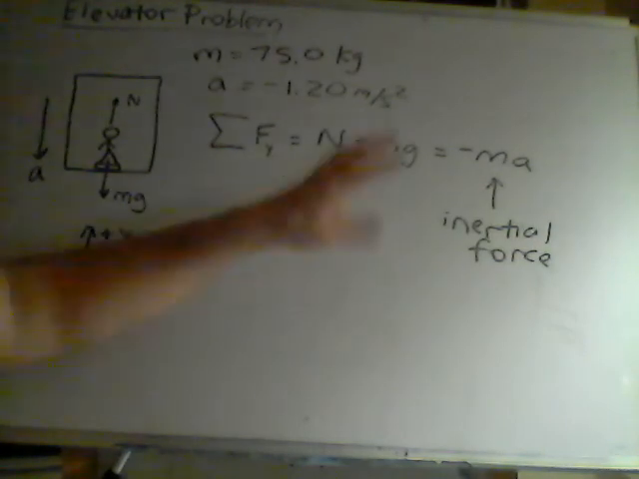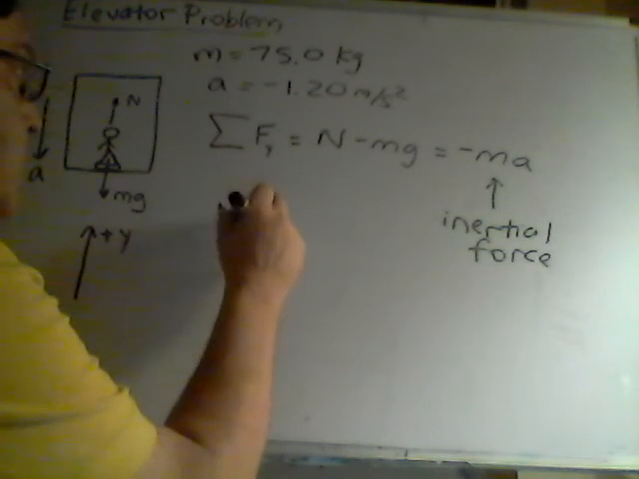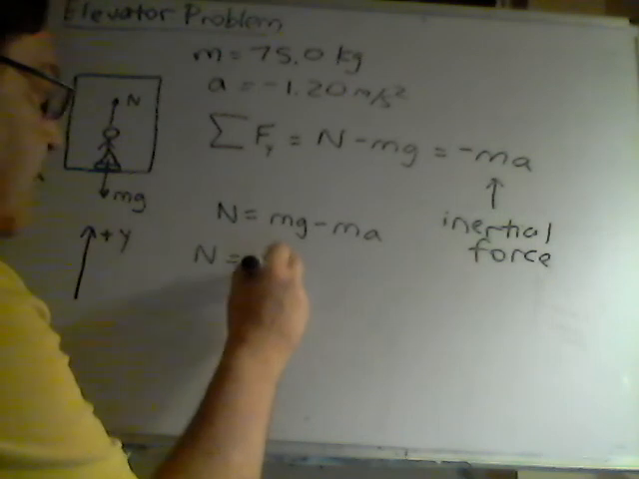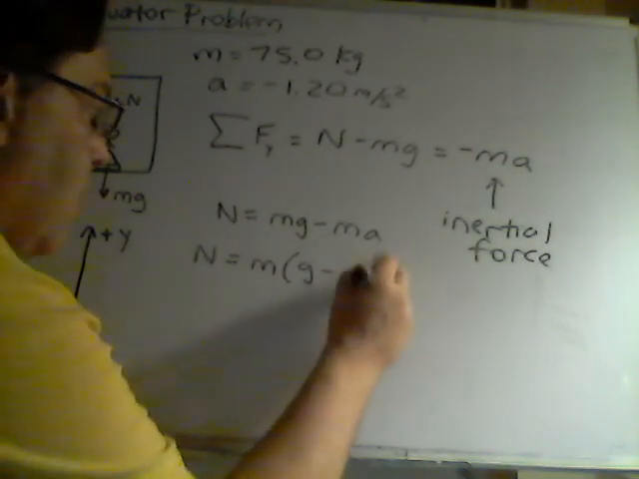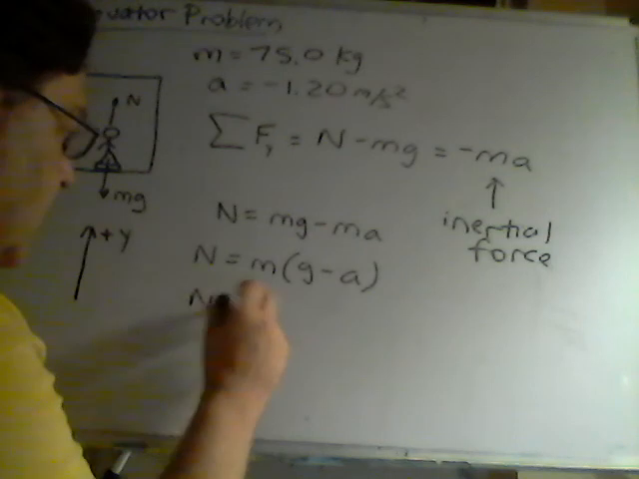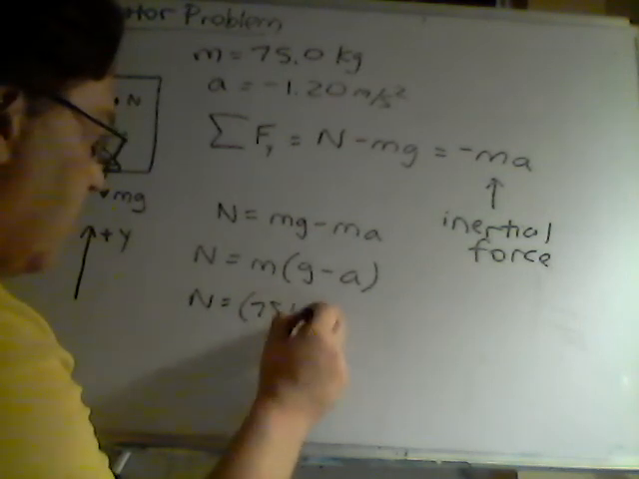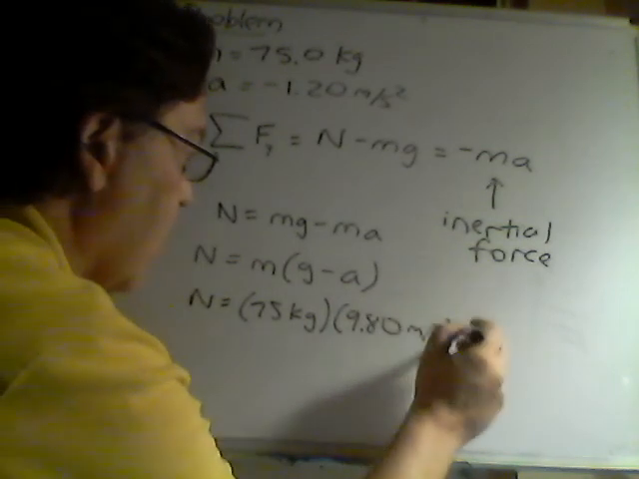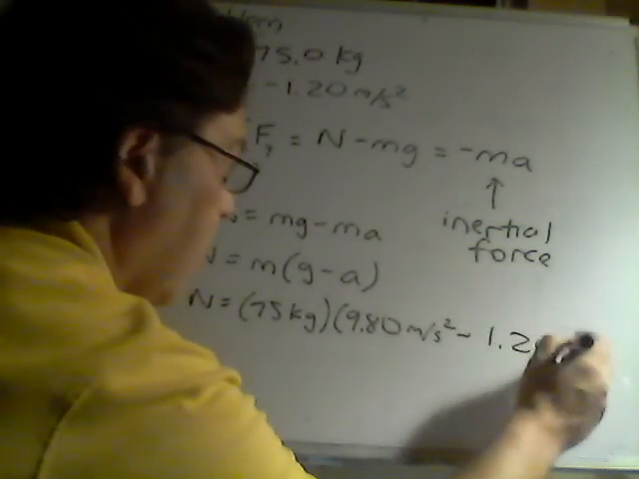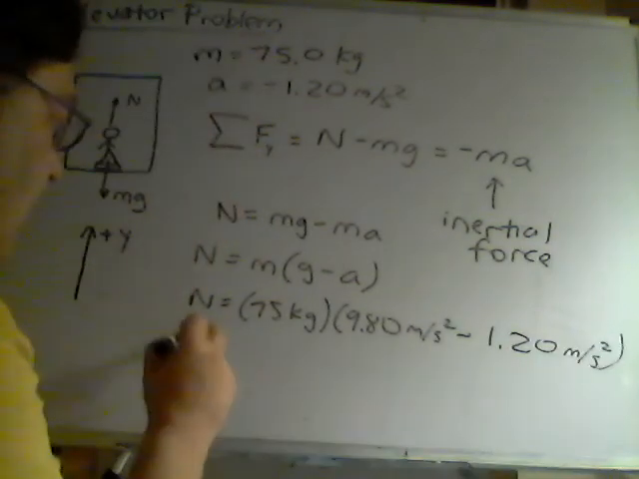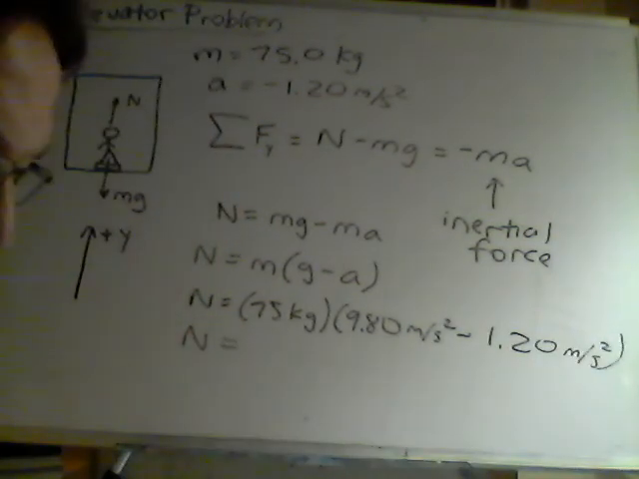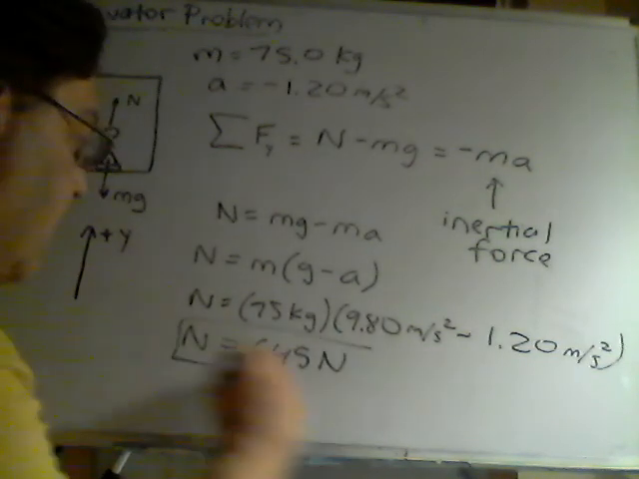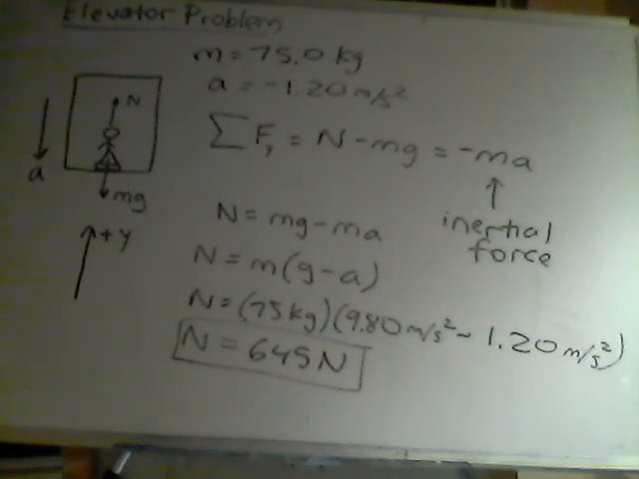Now what happens? I'm going to add mg to both sides. Now what do I get? I have normal force is mg minus ma, or the normal force is m times the quantity g minus a. Normal force is 75 kilograms times 9.80 meters per second squared minus 1.20 meters per second squared. I now will be told that I weigh less than what I really weigh. The normal force will be 645 newtons, so my scale will now read 645 newtons.